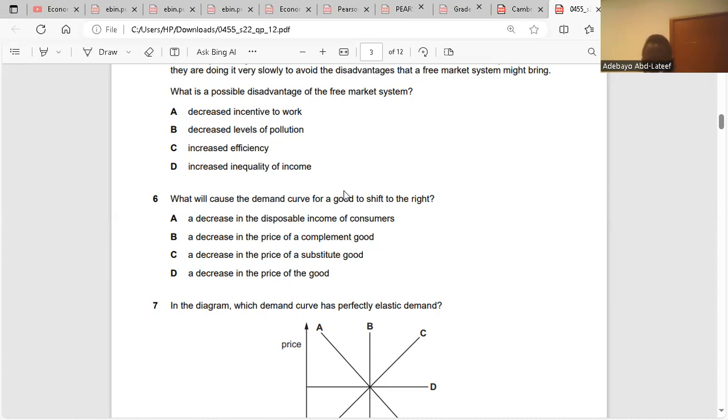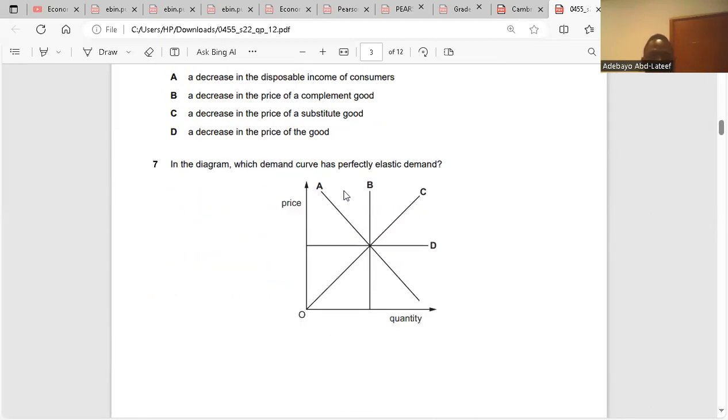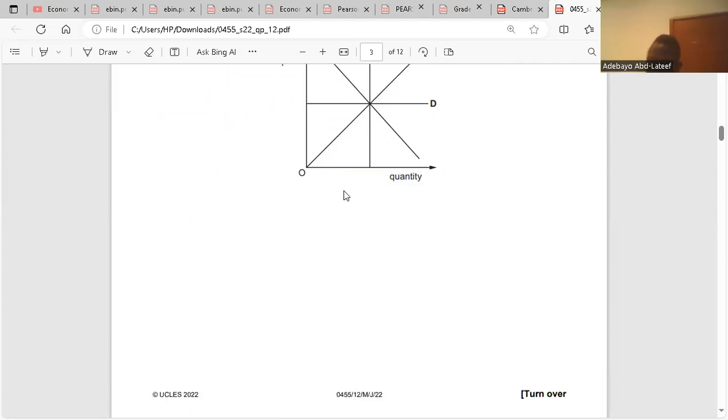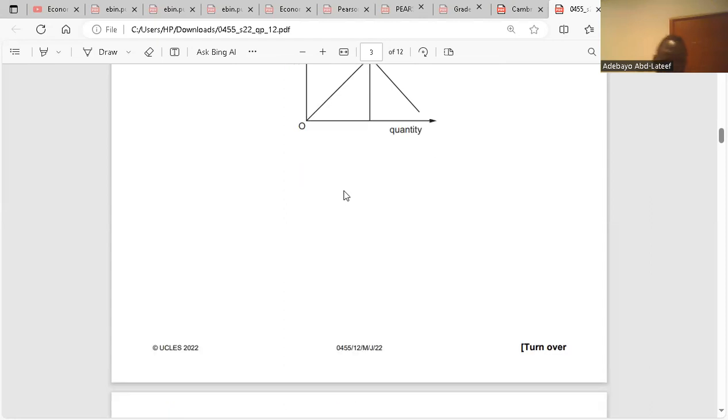Question 7. The diagram shows which demand curve has perfectly elastic demand. The demand curve is A and D, and that's horizontal. So that horizontal shows that it is perfectly elastic. Is it clear? That's D.